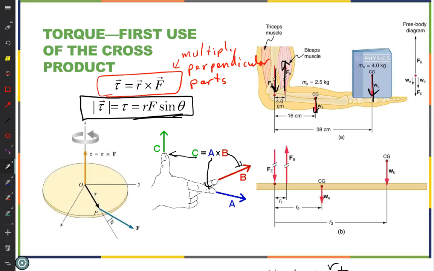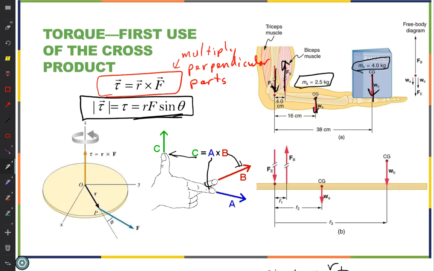Here's a really cool thing. It doesn't matter. You can choose any point to sum the torques about. The sum of the torques is going to have to be zero. So that means you can choose the point to sum your torques to best fit your knowns and what you're looking for. So for instance, let us say that I gave you the mass of the arm, and I gave you the mass of the book, and I asked you to find the force of the biceps muscle.